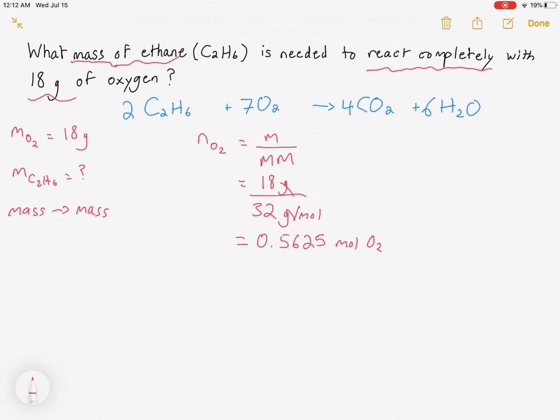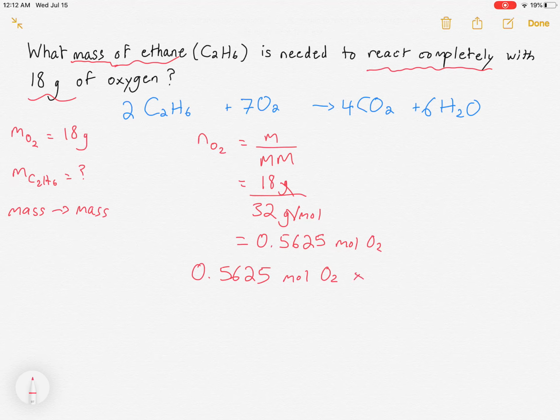But we want to find the mass of ethane. So, what our next step would be is to convert the moles of oxygen into a value that gives us the moles of ethane. And we can do that by looking at the molar ratio of ethane and oxygen. So once again, we're going to set up our conversion factor like in the previous examples.